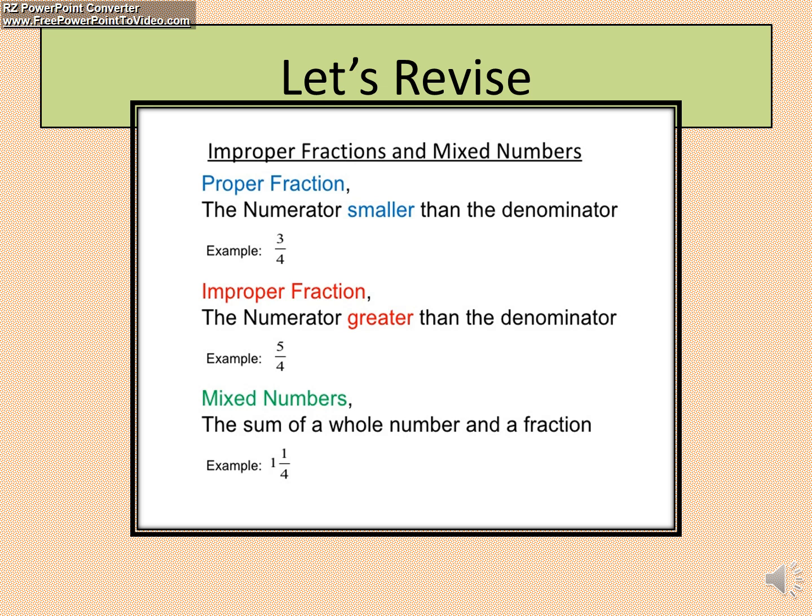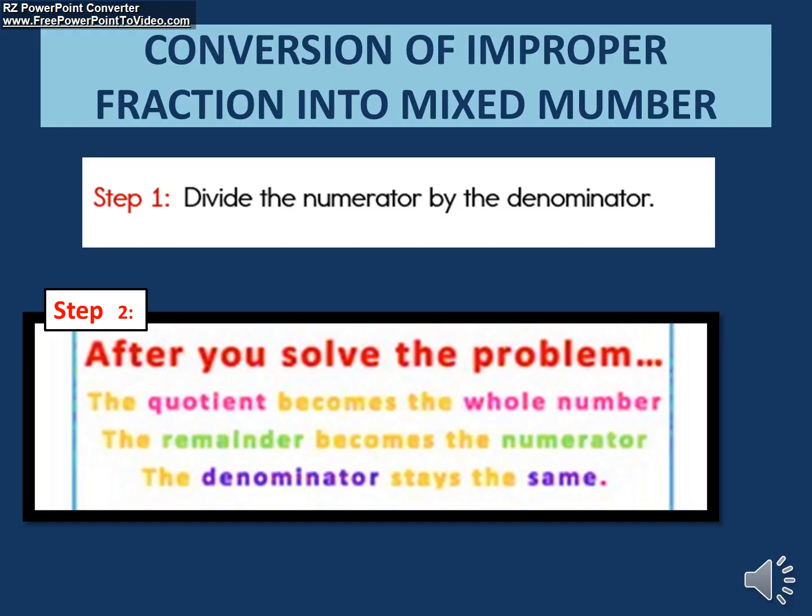Let us proceed further to see what else we have studied. Let us revise that also. What was the other important thing we have studied? We have studied how to convert an improper fraction into a mixed number. We are supposed to follow two steps.